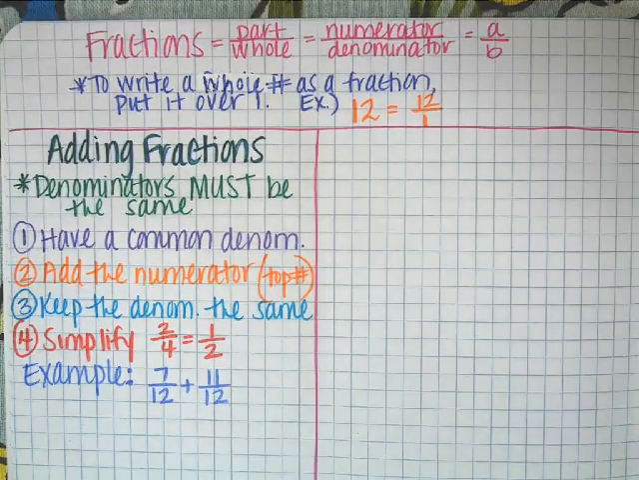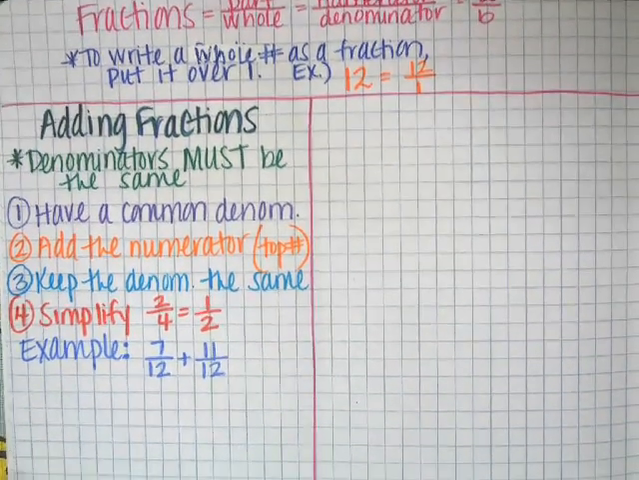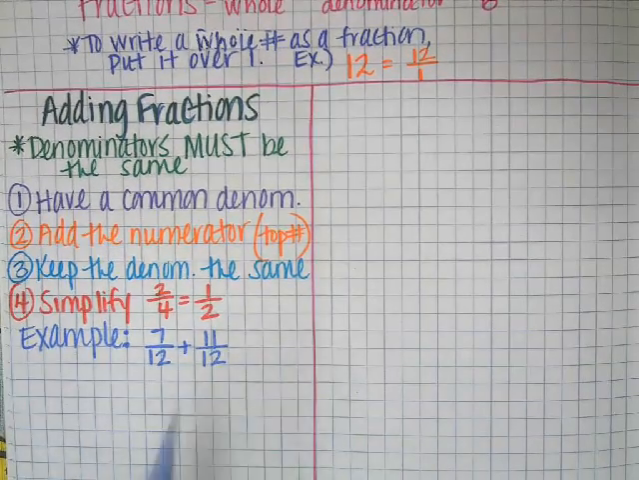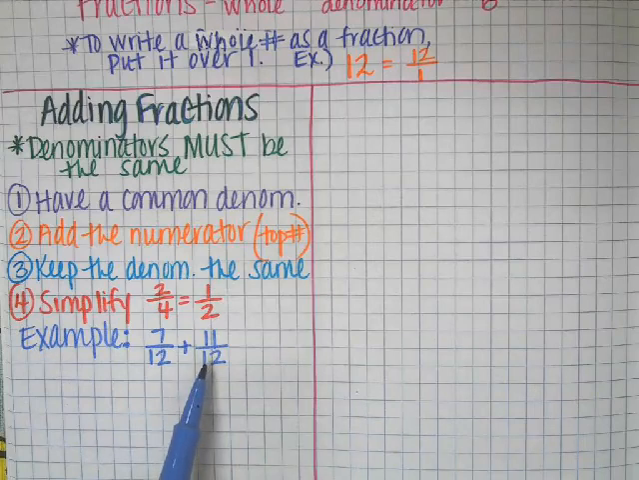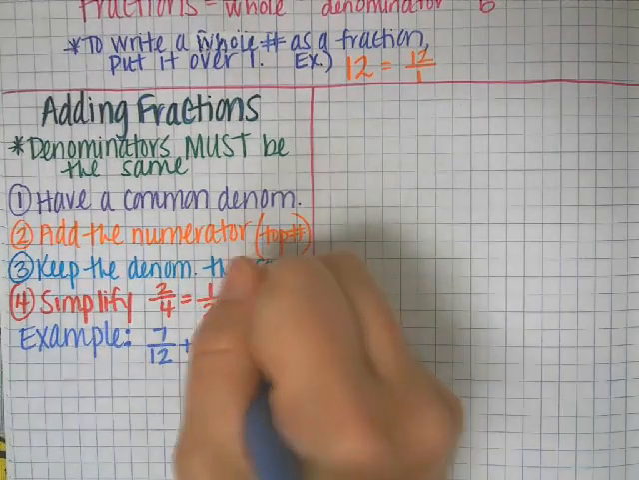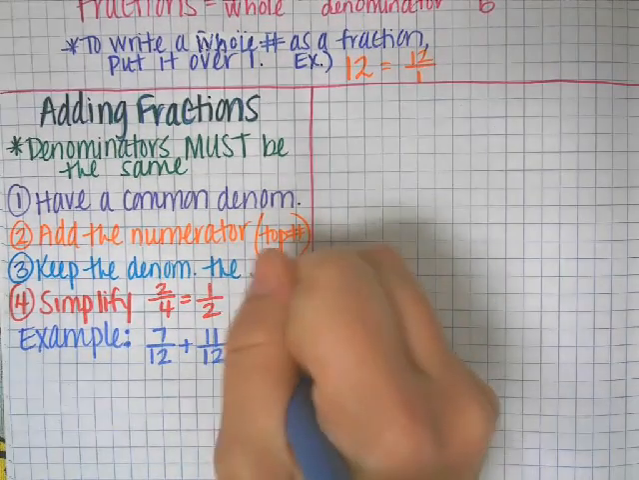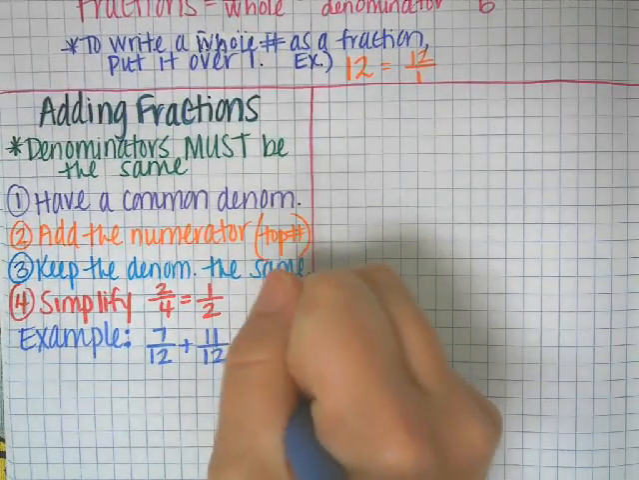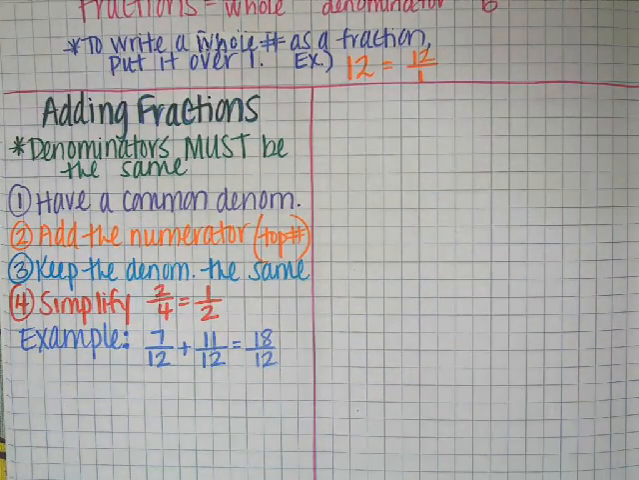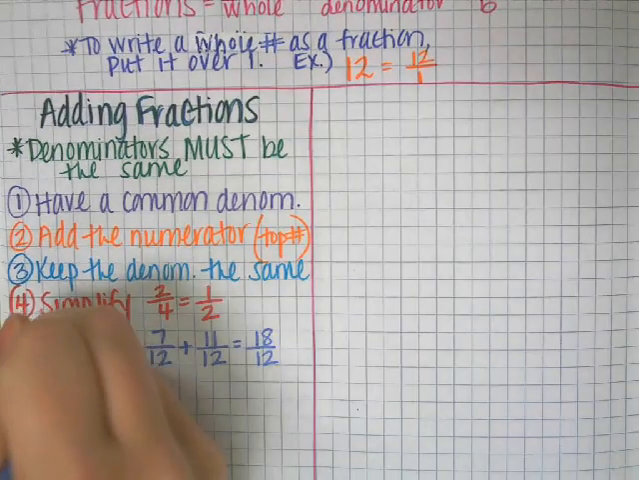12. As we do this problem together, I want you to think about each step. Step 1, do they have common denominators? Yes. Step 2, it says add the numerators. So I'm just going to add 7 plus 11, and that gives me 18 over 12. Now, this is an improper fraction, and that's how we're normally going to enter our answer into Canvas.